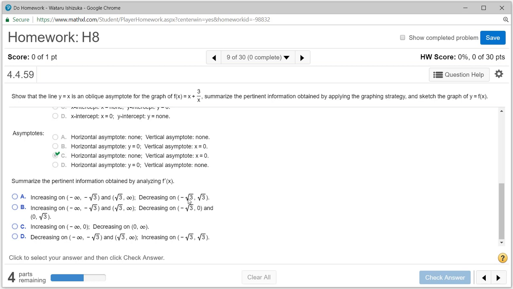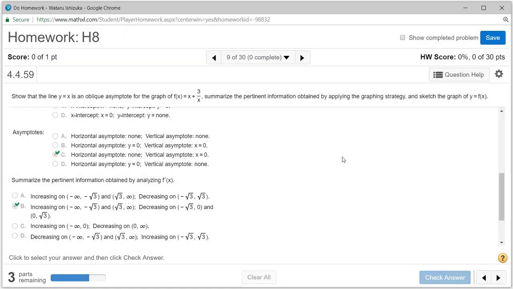And for the decreasing interval, one option includes 0, so we don't like that one. B might be a good one. Before negative square root of 3 and after square root of 3, decreasing. See, it's eliminating at 0. So this is the correct answer. All right, let's check the answer. All right, we got that.